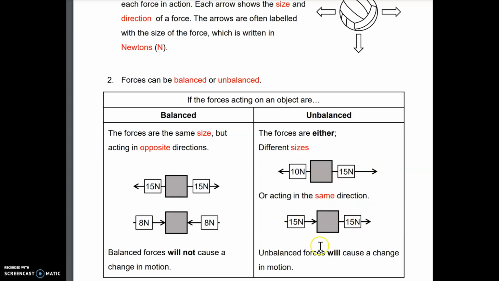Or you can have another example where you have two forces going in the same direction. And because they're going in the same direction, we're going to add those two forces up, and this box is going to end up moving to the right because you have 15 newtons pushing to the right on the left side and 15 newtons pushing to the right on the right side.